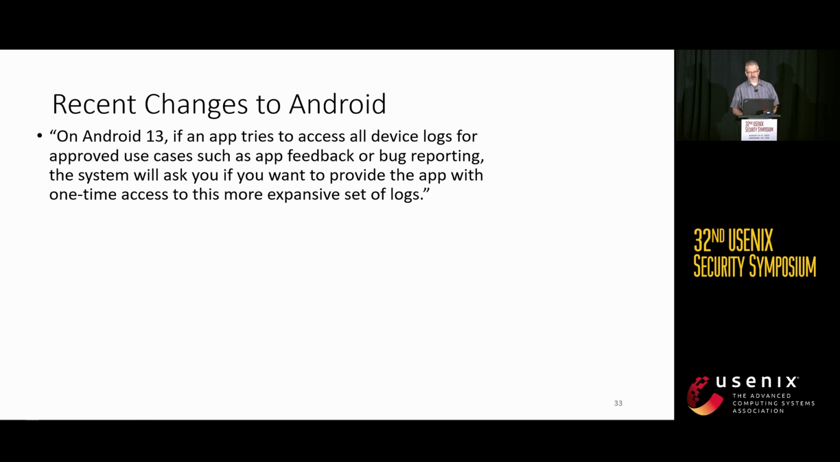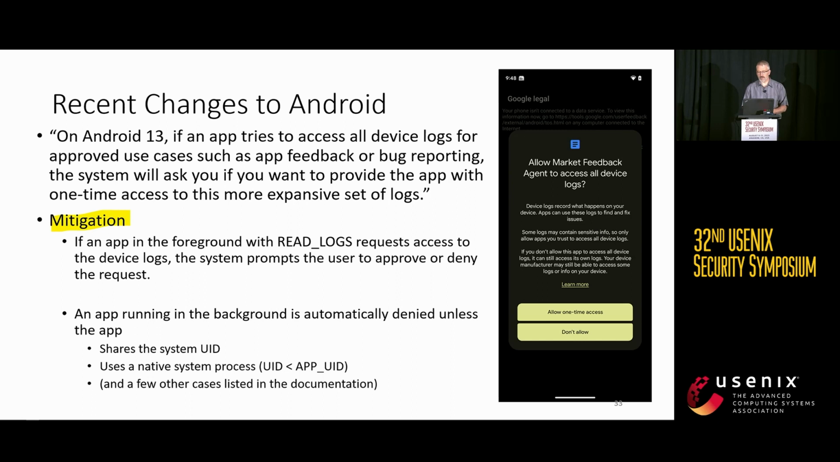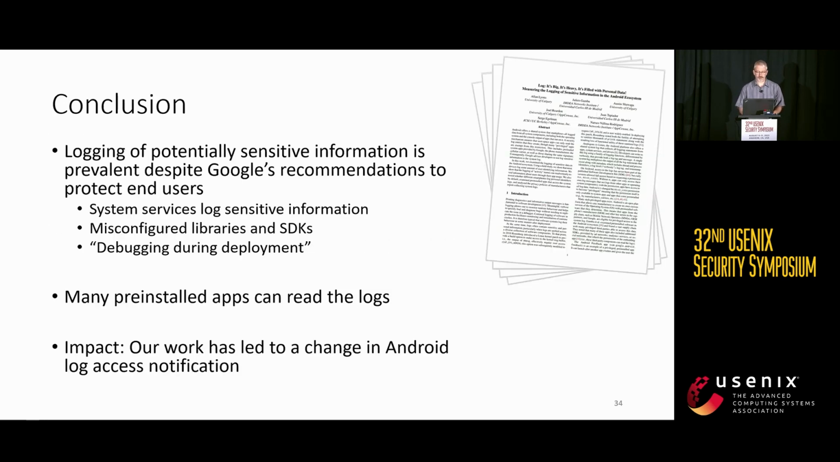So in response to our disclosure and our earlier work, Google introduced a new control in Android 13 with the goal of discouraging entities from collecting log entries as a matter of course. Now, whenever an app running in the foreground requests to read the entire logs, you get a window that pops up each and every time it asks to read the logs. So this should help uncover apps that routinely try to collect all the logs.